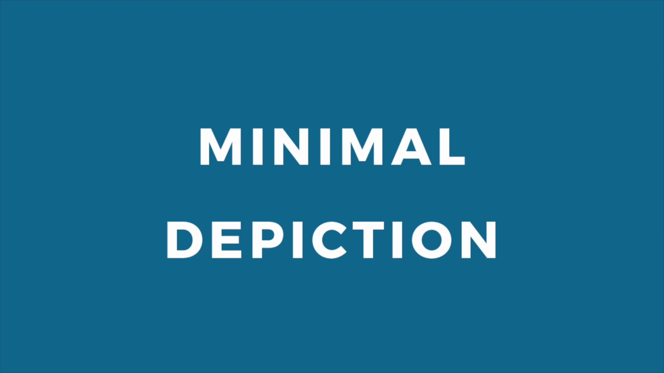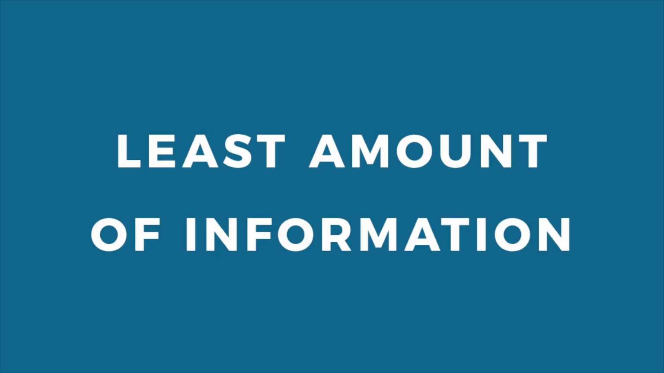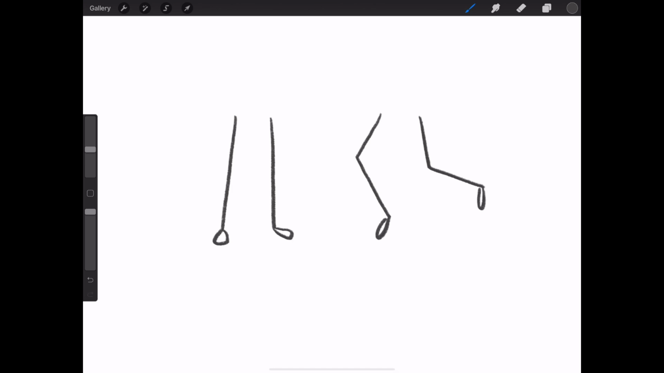I always like to start by defining what I call the minimal depiction. This is the least amount of visual information we would need to portray a human leg. Legs can be boiled down to two long lines or shapes that bend in the middle. These shapes become even more obviously a leg when they have a foot-like shape attached. So that's the simplest depiction of a leg.